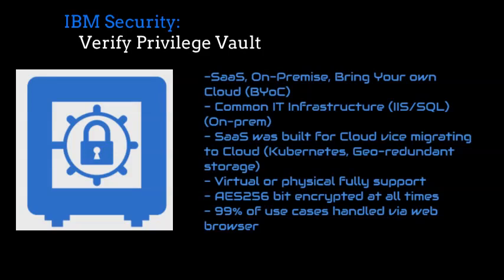Let's briefly discuss the software as a service solution option. IBM will host a complete Verify Privilege Vault environment on the Microsoft Azure cloud. Instead of just building a couple of virtual machines on Azure, the Verify Privilege Vault and the Verify Privilege Manager products, which we'll discuss next, are built for the cloud from the ground up, so to speak. The infrastructure is Kubernetes based, so it grows and shrinks based on usage.